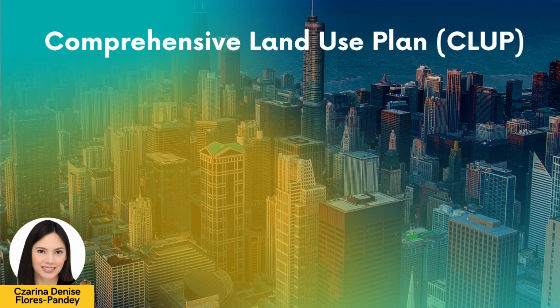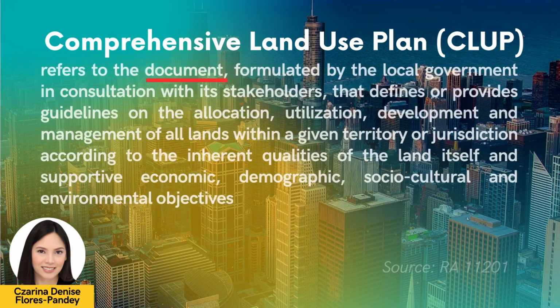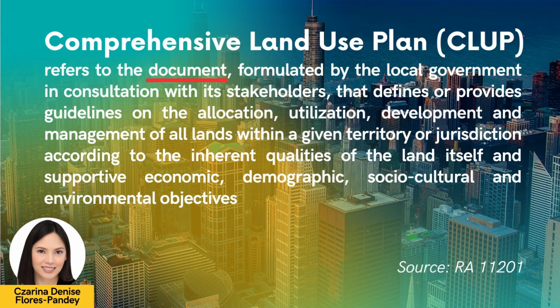We begin this report by defining again the Comprehensive Land Use Plan, or the CLUP. The CLUP refers to the document formulated by the local government in consultation with its stakeholders that defines or provides guidelines on the allocation, utilization, development, and management of all lands within a given territory or jurisdiction according to the inherent qualities of the land itself and supportive economic, demographic, sociocultural, and environmental objectives.